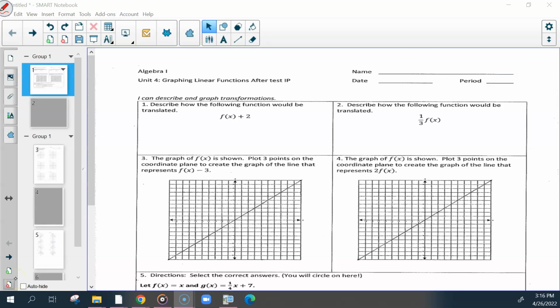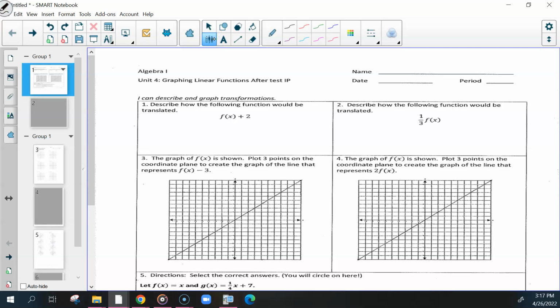All right, in this video we're going to be talking about linear transformations. So one, we need to know that a transformation is how we move a linear function. That may be that it's not at the origin, that the slope has been changed. Really, we're going to be talking about slope and y-intercept and how that changes. So there are really two things you need to know.